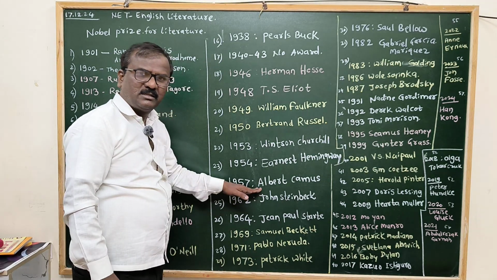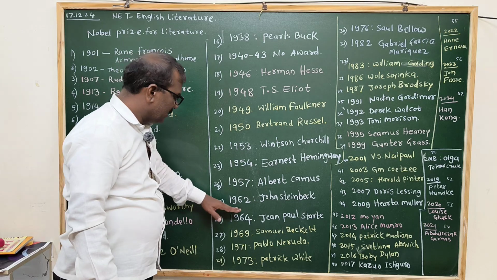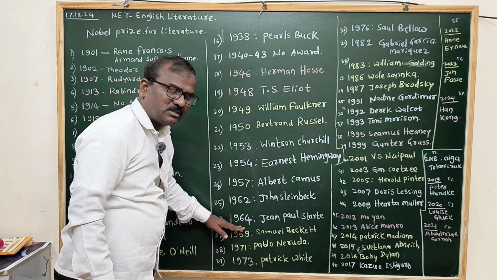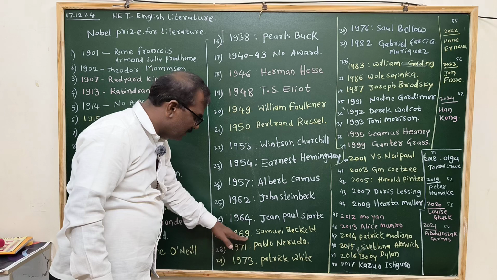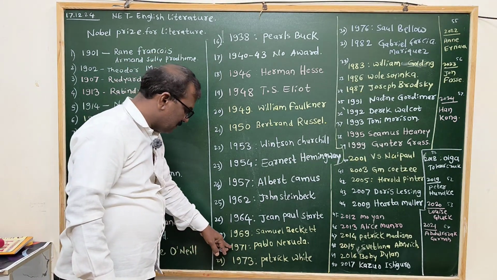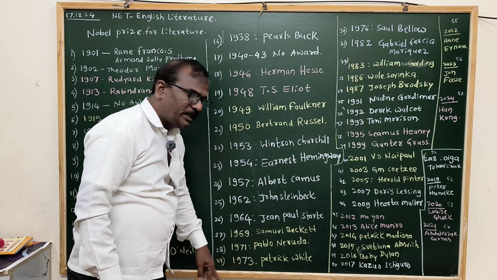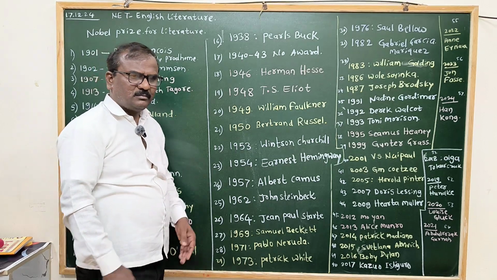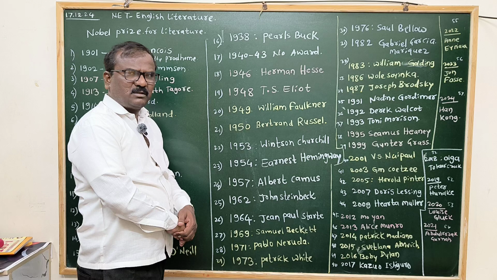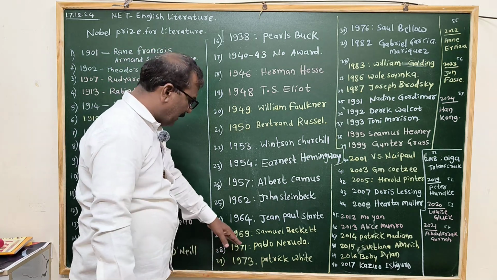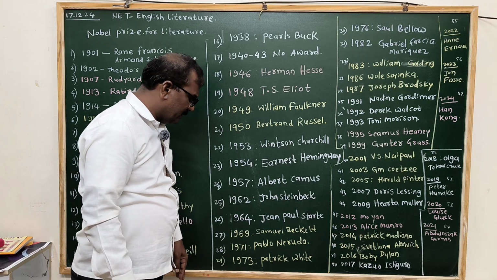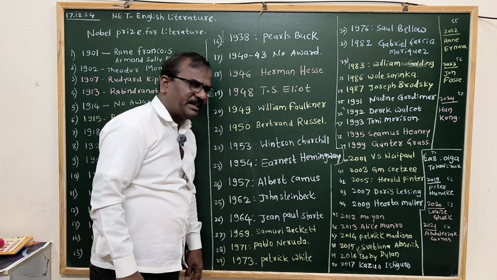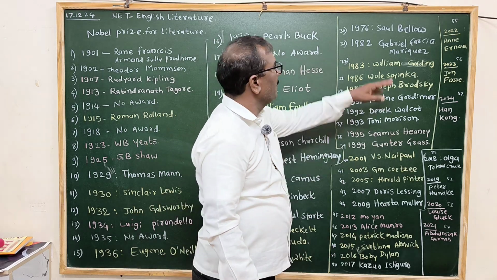1957, Albert Camus. 1962, John Steinbeck. 1964, Jean-Paul Sartre. 1969, Samuel Beckett. 1971, Pablo Neruda, a Chilean author. He wrote the poem 'If You Die Slowly'. 1971. 1973, Patrick White, who wrote novels.